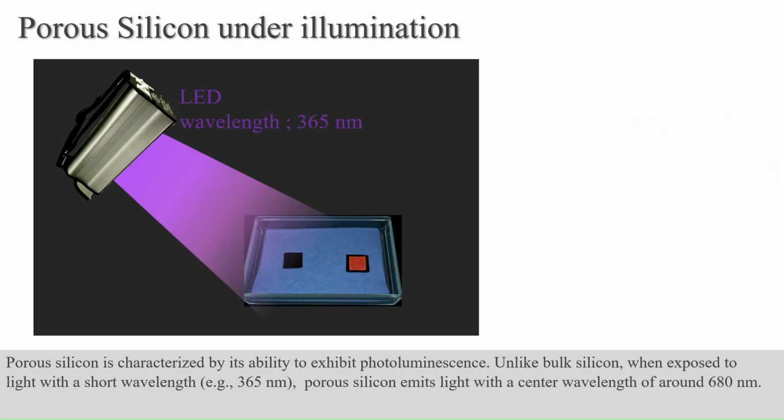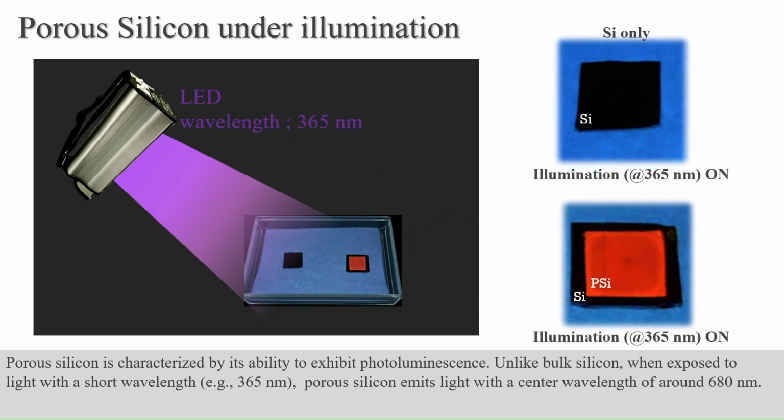Porous silicon is characterized by its ability to exhibit photoluminescence. Unlike bulk silicon, when exposed to light with a short wavelength, for example 365 nanometers, porous silicon emits light with a center wavelength of around 680 nanometers. Next, I will explain how this porous silicon is formed.